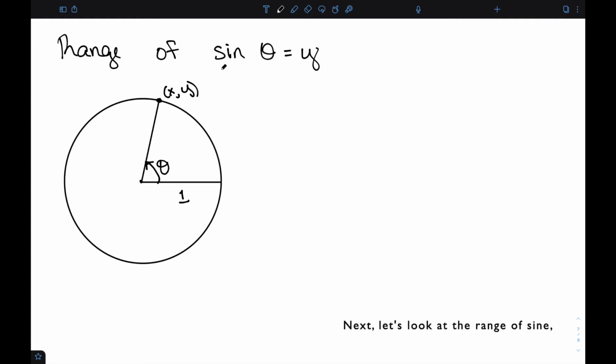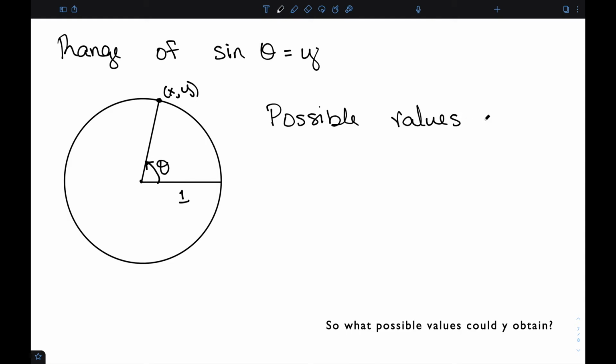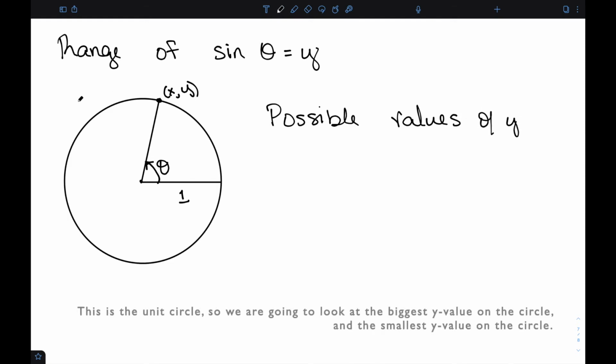Next, let's look at the range of sine, which is given by y, and my range is going to be the possible values of y. So what possible values could y obtain? Well, this is a unit circle, so we're going to look at the biggest y value on the circle and the smallest y value on the circle.